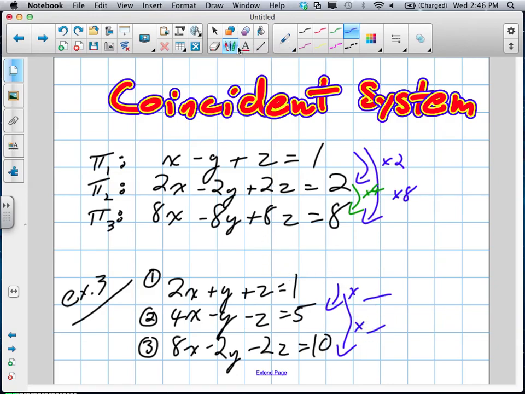So we know that the first one's not a scalar multiple of any of the others, which is good. That means we are going to get something out of this. We also need to check, though, from 2 to 3. Is 2 a scalar multiple of 3?